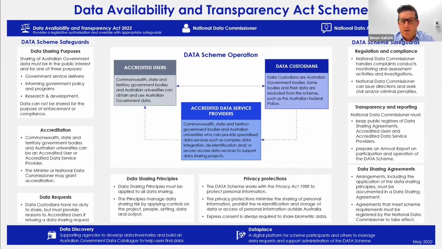The next safeguard is the data sharing principles, and these must be applied to all data sharing under the scheme. The principles were developed from the Five Safes framework that's used for controlling statistical release by the ABS and by the UK Statistics Office. And they apply controls on the project, being why the data is being shared, the people who the data is being shared with, the settings being the IT environment that the data would be moving into, the data itself, including the sensitivity of that data and the level of detail that it goes into, and then the output.